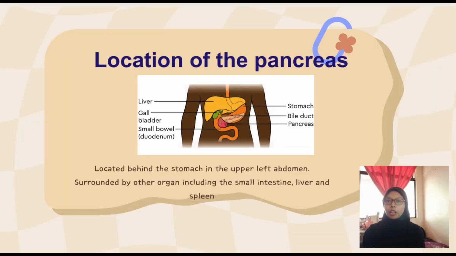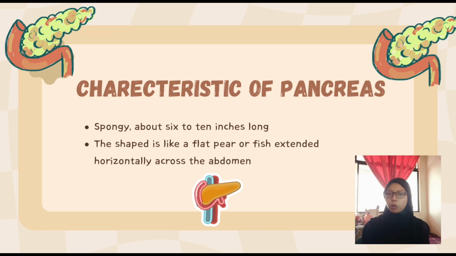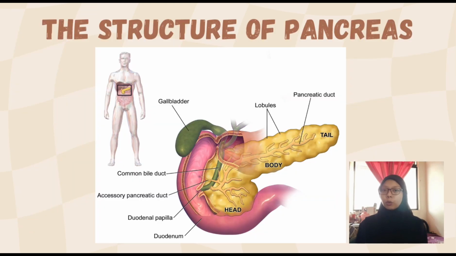The anatomy of the pancreas. The pancreas is located behind the stomach in the upper left abdomen. It is surrounded by other organs, including the small intestine, liver, and spleen. It is spongy, about 6 to 10 inches long, and shaped like a flat pear or a fish extended horizontally across the abdomen. So, this is the structure of the pancreas.